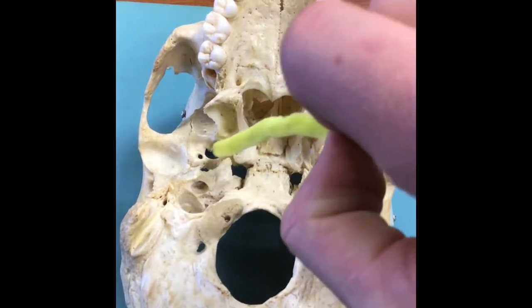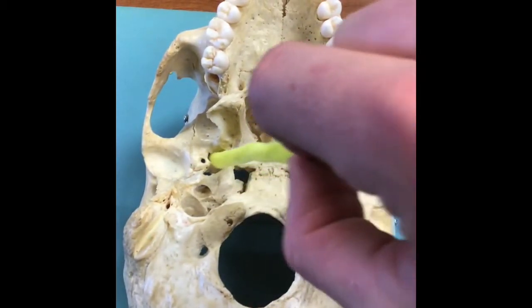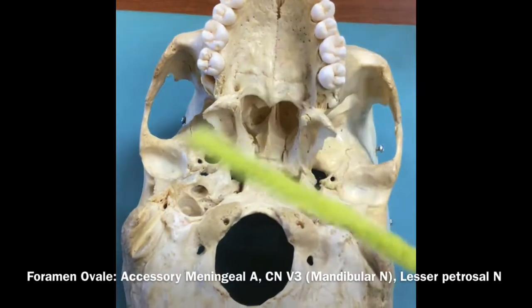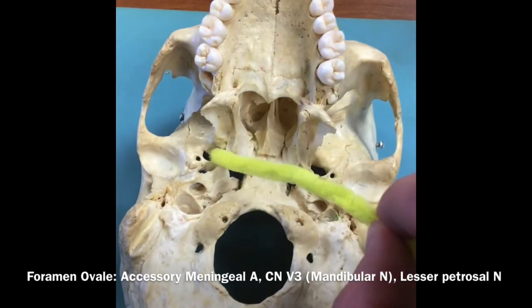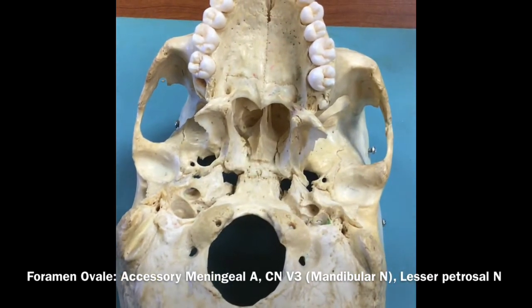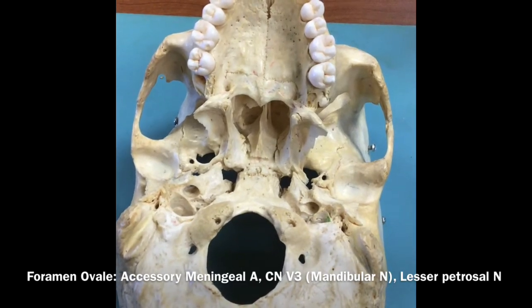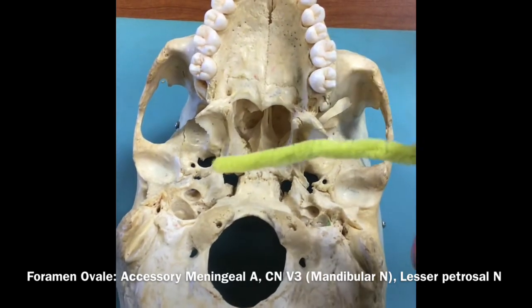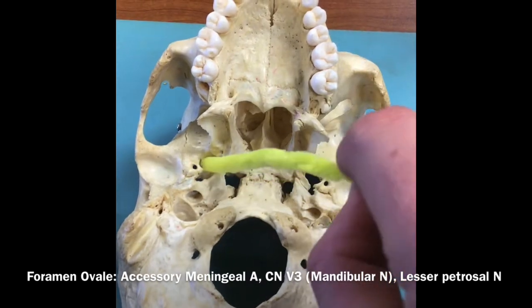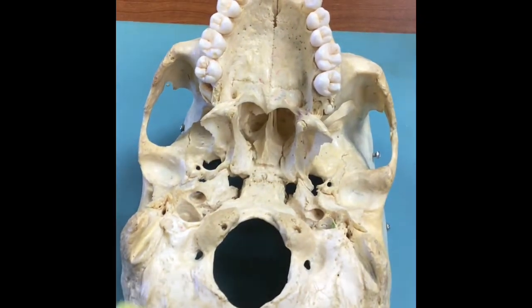Then we're going to come over here. This is our Foramen Ovale. The Foramen Ovale is going to have our lesser petrosal nerve, our accessory meningeal artery, and our cranial nerve V3, which is our mandibular nerve.